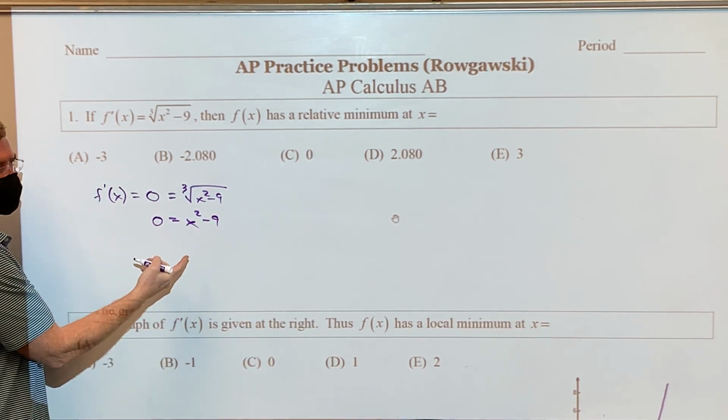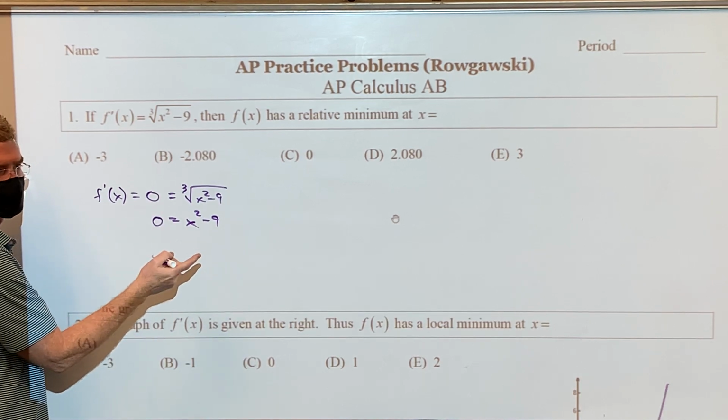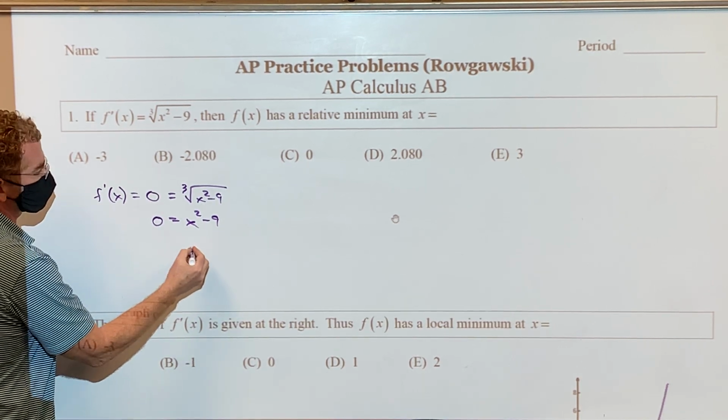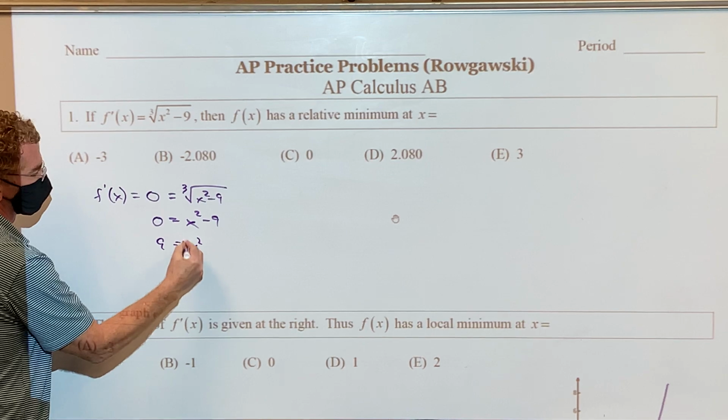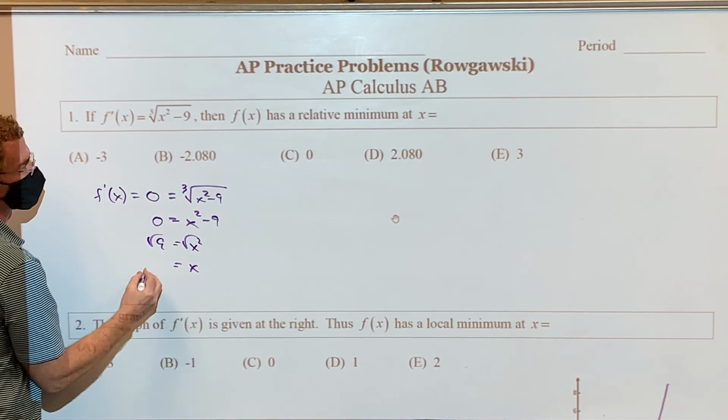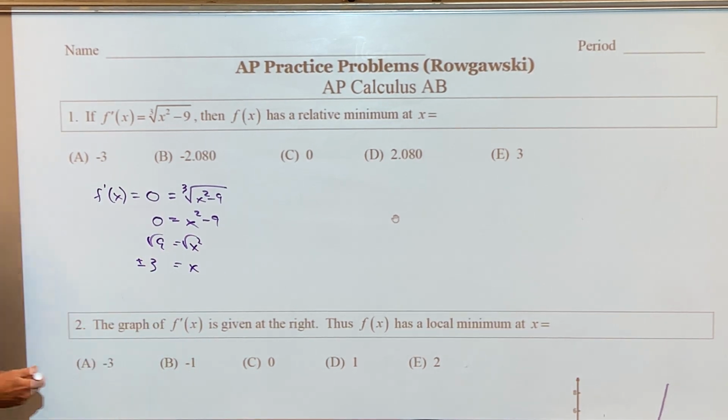And you can factor that if you want, or you could just add 9 and square root both sides, right? So when you factor it or add 9 and square root both sides, what do you get for x? Plus or minus 3. So at plus or minus 3, I have a what? I have a critical number. Okay? Now, how would I bother to check and find out about maxes and mins?